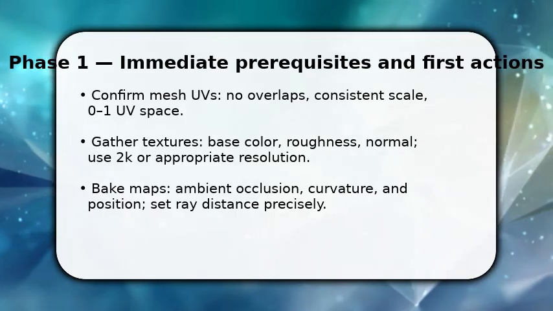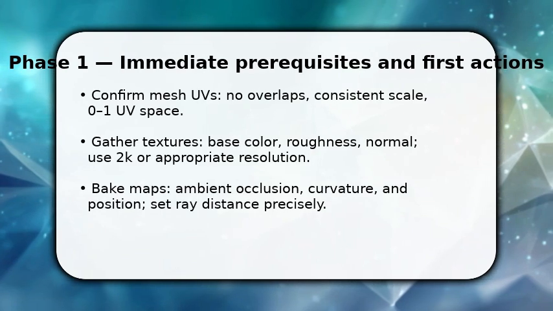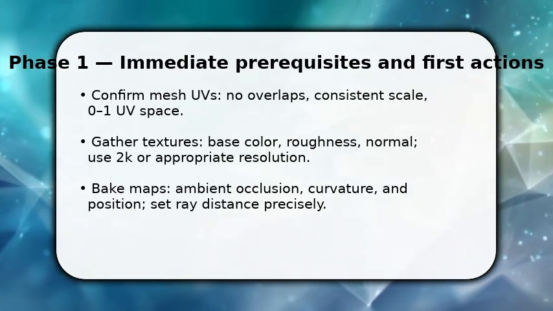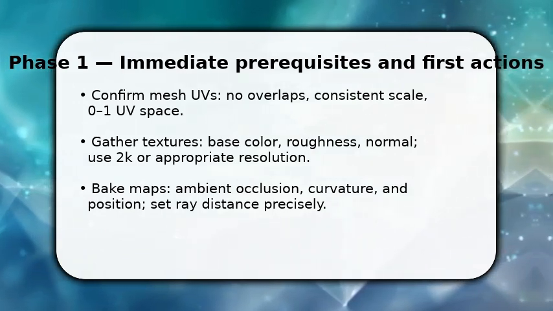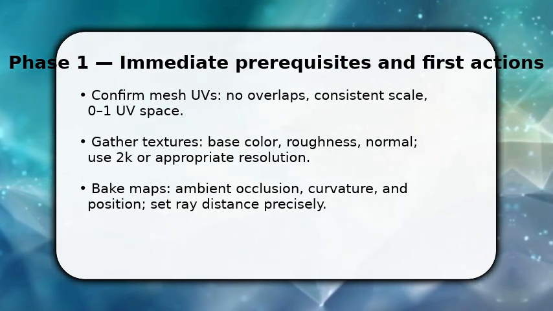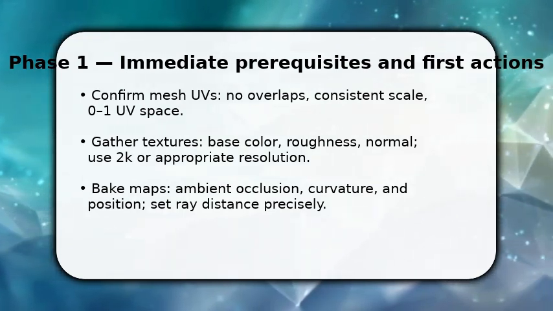You start by ensuring the mesh and textures are ready, then perform the first bake to capture surface detail. Check UVs for overlaps and consistent textile density. If UVs are wrong, paint will misalign.